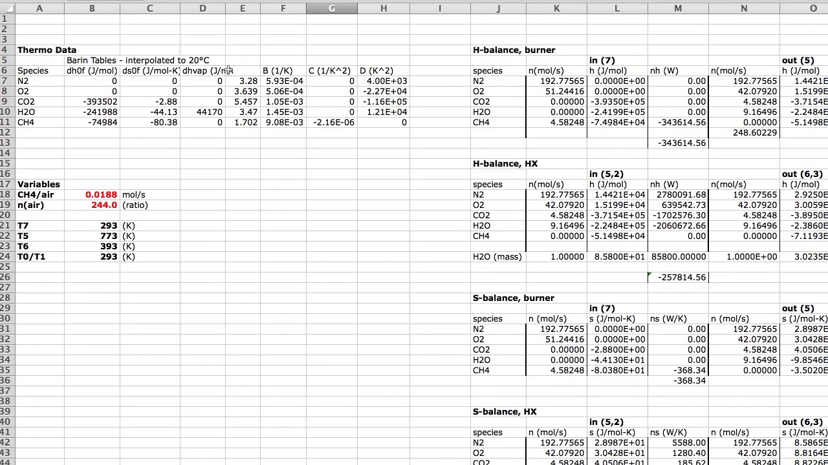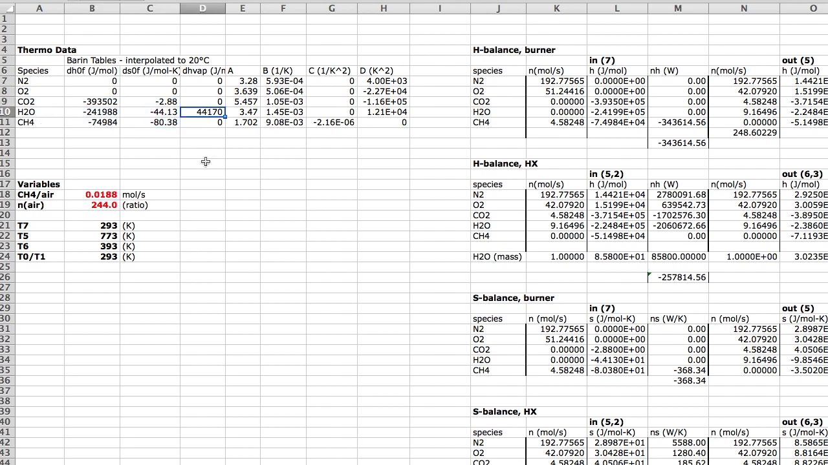Here on the left we have a data block that includes the heat capacity and other thermodynamic parameters for calculating enthalpy and entropy of the various species in the feed and exhaust. Since we have a reaction, we need to include the enthalpies and entropies of formation for all the non-elemental compounds, including methane, CO2, and H2O, as well as the enthalpy of vaporization for H2O.